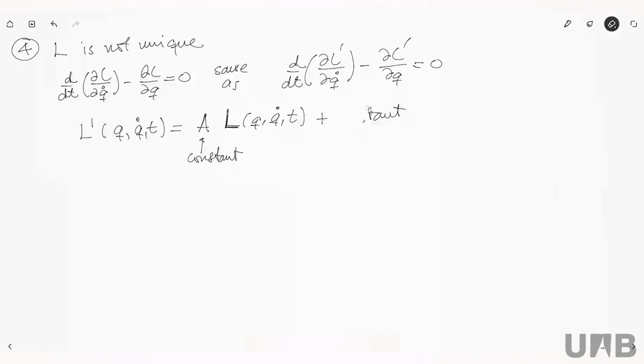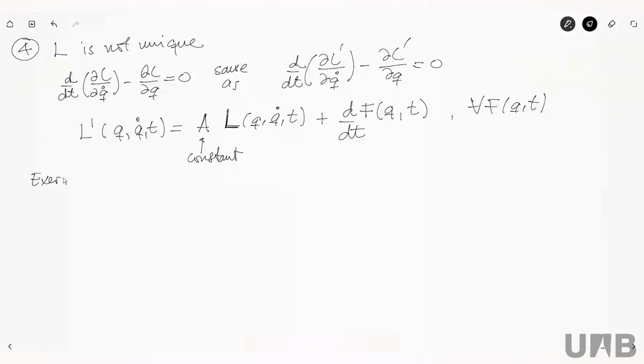So let me tell you. The answer is that you can add to the Lagrangian any function of the generalized coordinates q and the time t, if you take the total derivative with respect to time. Any function that you add here will contribute nothing to the equations of motion.